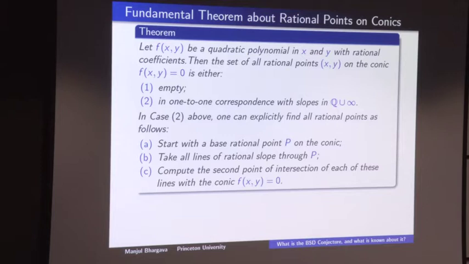There's one thing that's missing, which is how do you tell that there's a point there in the first place? Once you have a point, then we know how to find all rational points by taking these lines of rational slope through that one point. But how do we know there is that point to begin with?